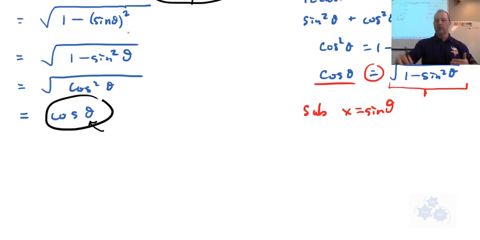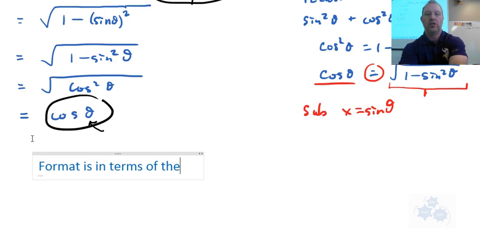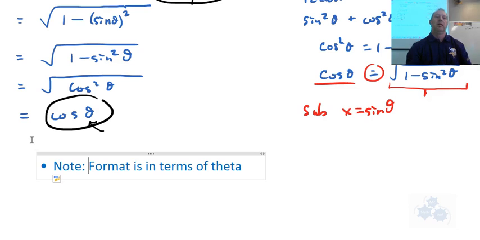But just a quick note on this. Again, the reasons why this is great. Okay, so this format is now in terms of theta. I guess this isn't a great part, but this is just a note. The format is in terms of theta, not x. So we have to be aware of that.